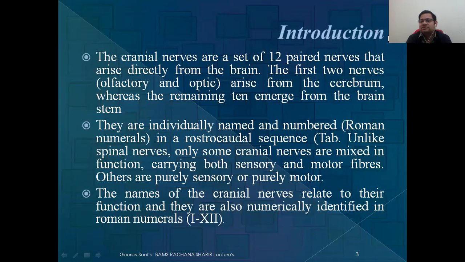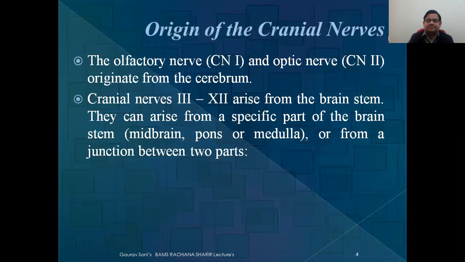As we already know, cranial nerves are 12 pairs that arise directly from the brain. The first two nerves, that is olfactory and optic, arise from the cerebrum, and the rest, all 10, arise from the brainstem from different areas. They are individually named and numbered. Roman numbers are given in rostrocaudal sequence. Unlike the spinal nerves, only some cranial nerves are mixed in function, carrying both sensory and motor fibers. As we already know, spinal nerves are all mixed nerves. The names of cranial nerves relate to their function as well as their location of exit from the cranium.